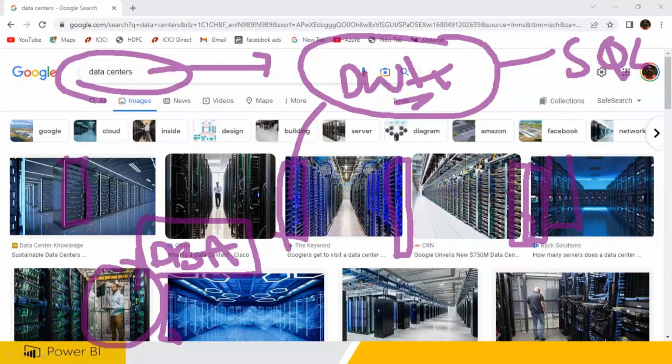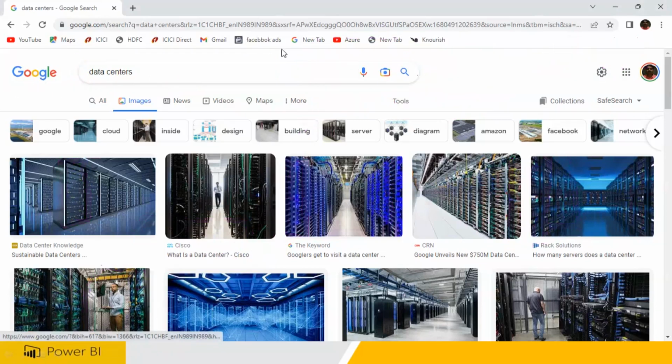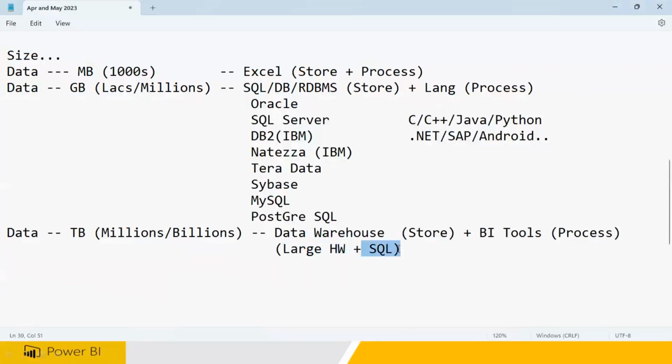Clear? So that is what you need to understand. A data warehouse means a bigger machine where you can install software like SQL. SQL here means Oracle, SQL Server, DB2, Netezza, Teradata. Any one software can be installed. So this is what is called a data warehousing machine, a very big machine where you can have terabytes of data.